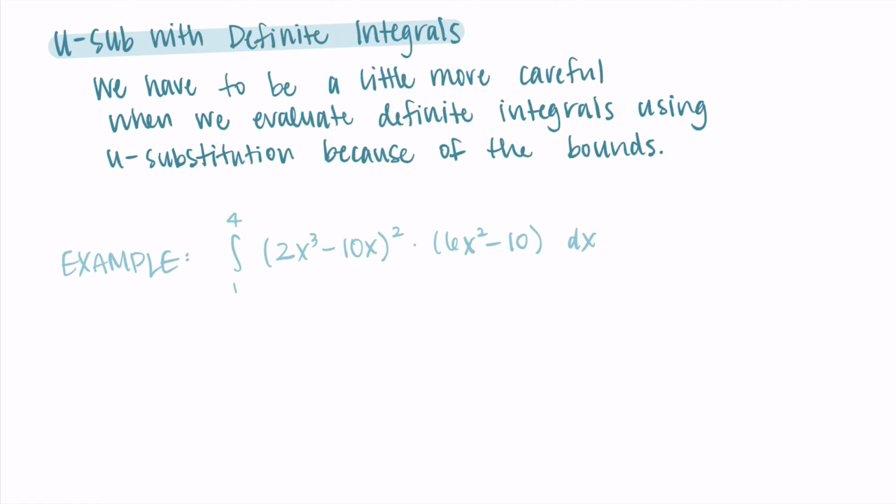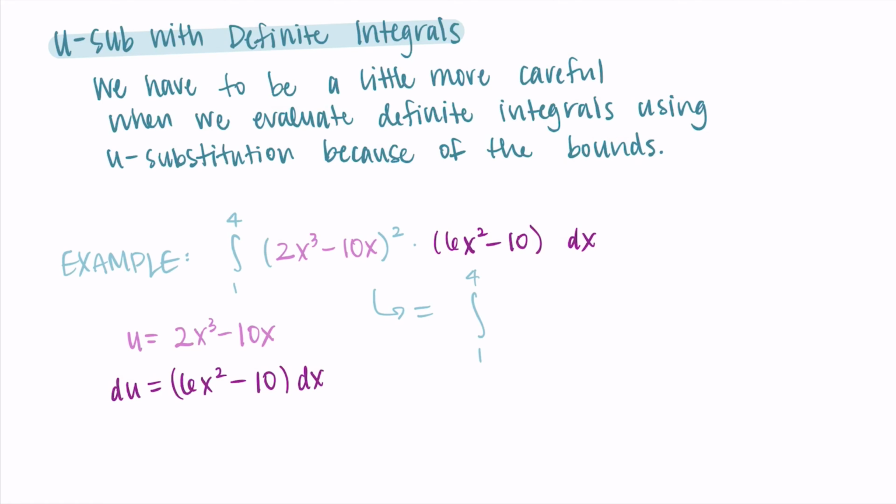I noticed that the 2x cubed minus 10x has higher powers on it, so I'm going to use that as my u, since I know that when I take the derivative of u, I'll decrease the exponents by 1, and so I'll be getting the smaller degree item that we have there. So I'm letting u equal 2x cubed minus 10x, and then when I take the derivative of u, I'm getting (6x squared minus 10) dx. So this u-sub is already set up for us. We have the u and the du, so I'm left with an integral of u squared du.